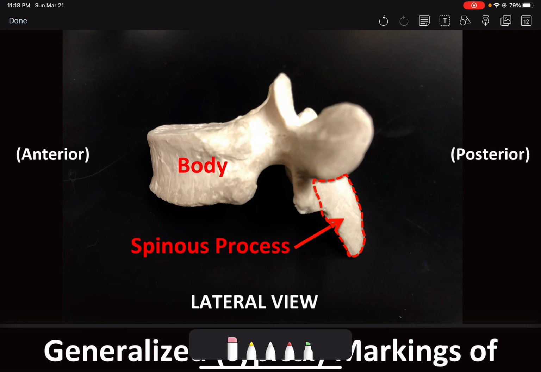Now, the spinous process of the thoracic vertebra is unique in that it points down at a very sharp angle. That's not the case with the cervical vertebrae and your lumbar vertebrae, and we'll talk about that coming up later.